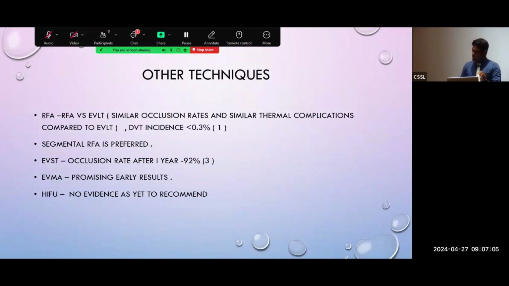RFA, we don't do, I mean, have you all done? No, we don't do it in Sri Lanka, but in the UK they do. So occlusion rates are similar and the thermal complications are also similar. DVT incidence, according to certain studies, is lesser than laser. RFA you can do in two techniques. One is segmental RFA, where you do ablation in segments, or otherwise you can do it as in the previous technique. All the other techniques are still at the experimental level. There is no good evidence for us to replace laser with them.